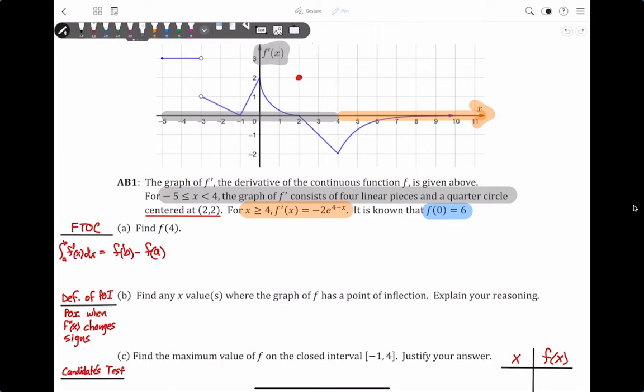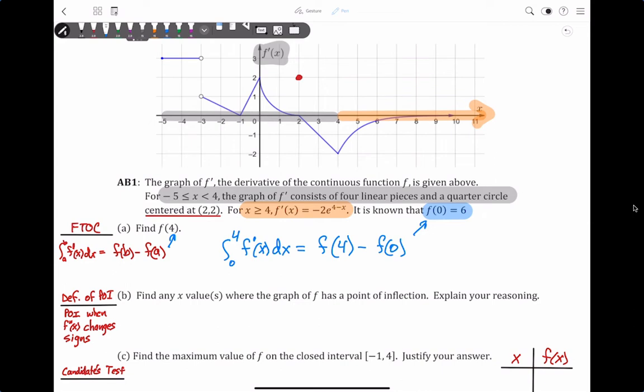So chances are I'm going to be using the first fundamental theorem. I'm going to set up an integral that relates both levels of functions. I'm going to go from 0 all the way to 4 because I'm trying to find f of 4. So the integral from 0 to 4 of f prime of x dx is equal to the change of position, f of 4 minus f of 0.